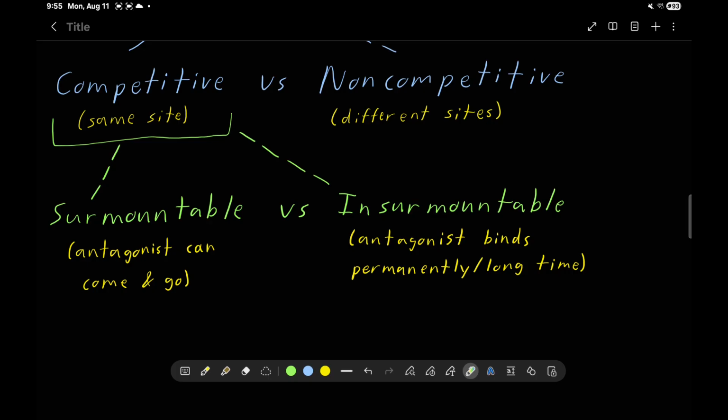Whereas if when your antagonist binds to your orthosteric site, it locks on permanently or at least for a long time so that it can't just come and go easily, then this cannot be overcome no matter how much agonist you add. The max response level, you won't be able to reach it, and so this antagonism is insurmountable.